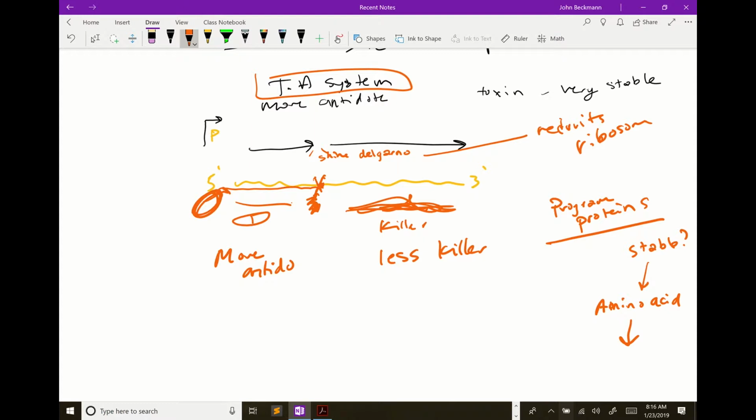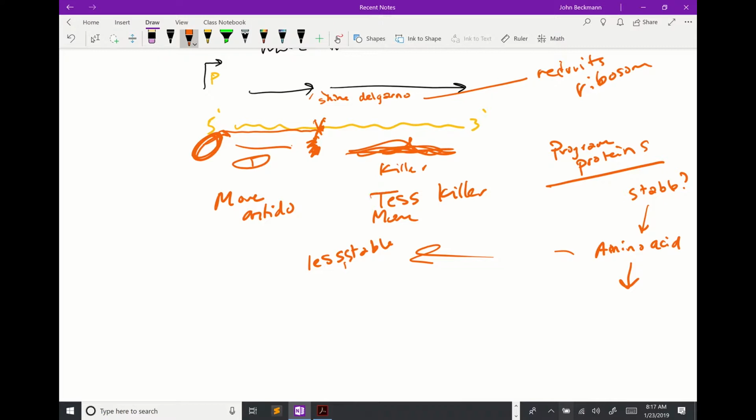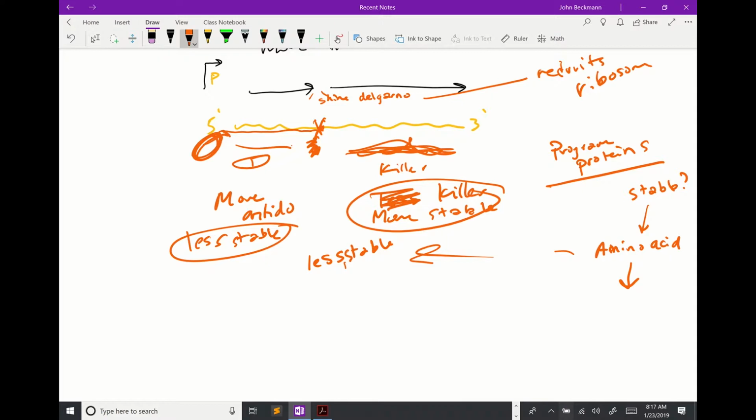You could also program a protein by the amino acid structure into something that is less stable because the folding pattern might not produce enough hydrogen bonds together. It might not hold its structure as well, and then it would literally just fall apart. Okay. So that's how you could program proteins to be either more stable, like the killer protein, or less stable, like the antidote. It's all going to be programmed into the amino acids, and it's all going to depend on, like you said, the secondary and tertiary structure and the folding pattern of those proteins.